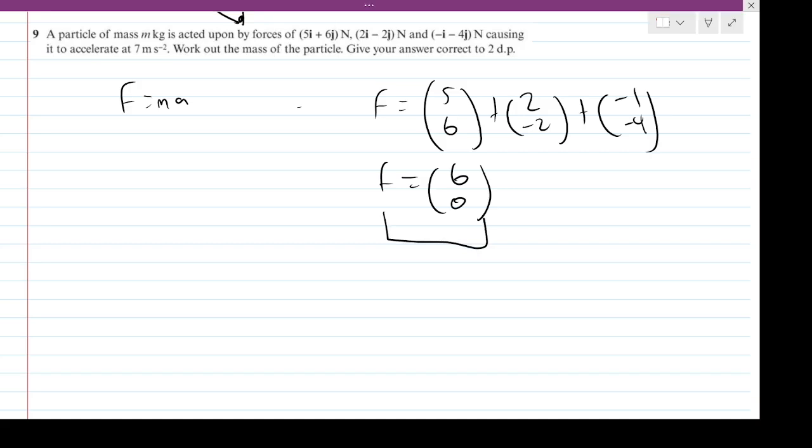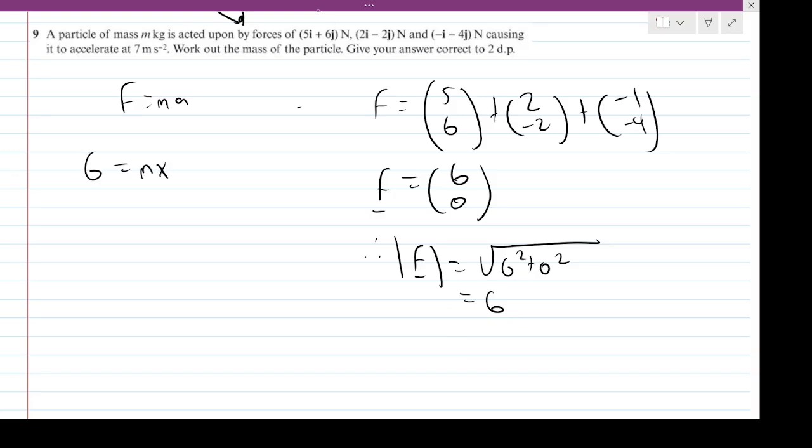We can convert the force into a number by taking the magnitude, okay? So if we take the magnitude of F, the magnitude of this vector, well, it's going to be the root of the 2 components squared. So 6 squared and 0 squared. That's just 6. Okay? So now that's the actual magnitude of the vector. So now we can substitute this number in, and the equation makes a lot more sense. So we can say that 6 equals mass times the acceleration of 7. Now that makes more sense. So mass is 6 divided by 7.